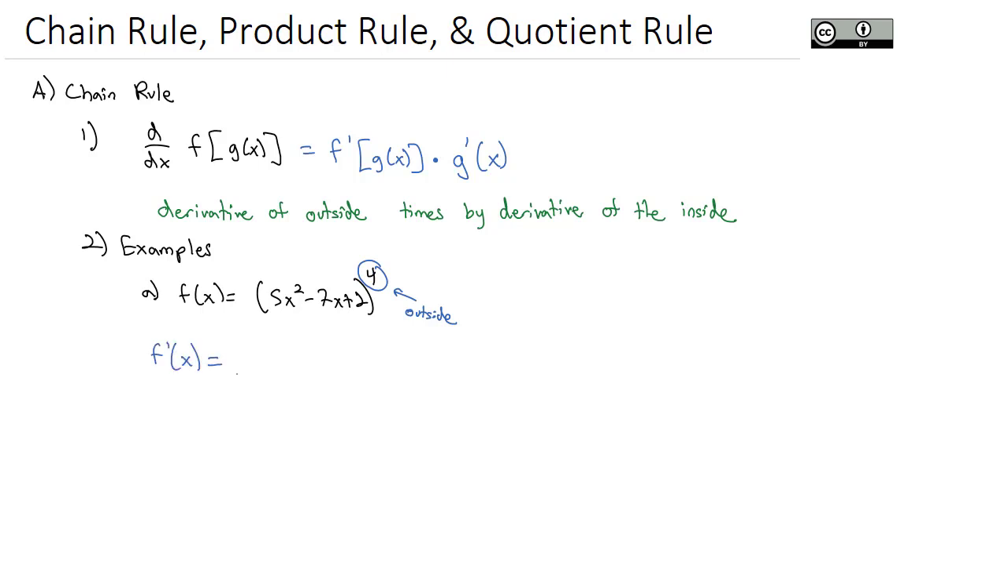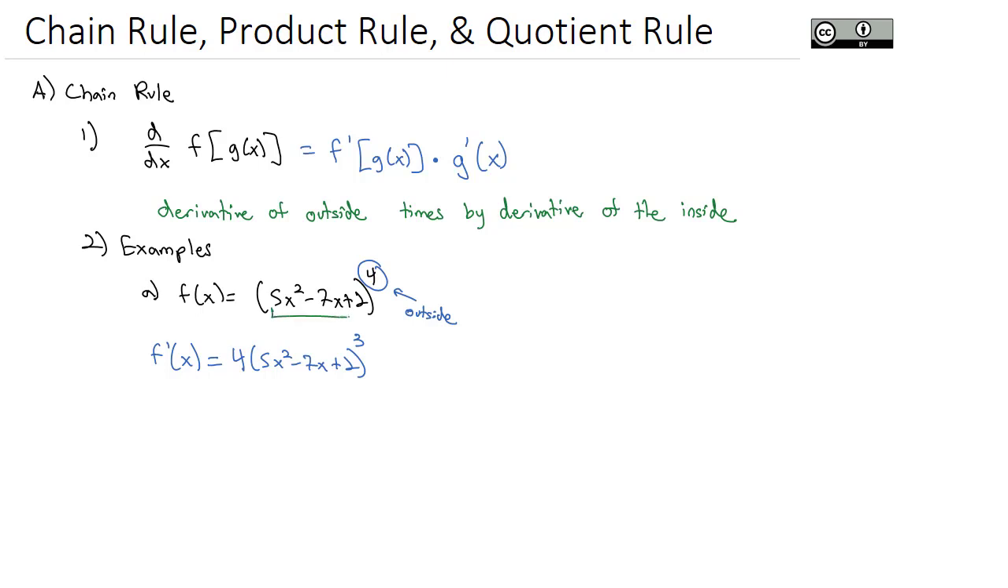The way we take the derivative of stuff raised to the fourth power is we pull that 4 out front, and then we reduce the exponent by 1. Notice the inside stayed the same. I'm just working with the exponent on the outside using that power rule of polynomials from before. That's the derivative of the outside.